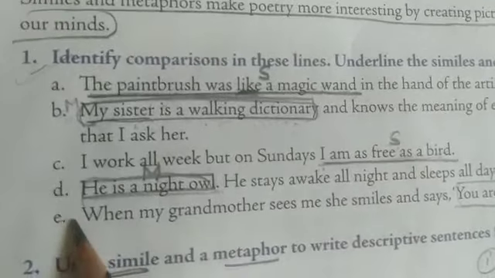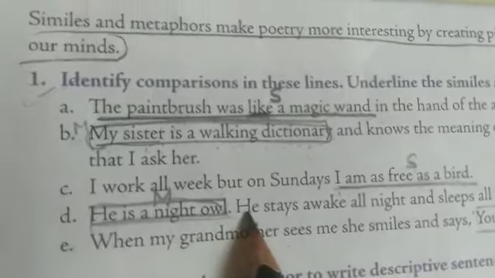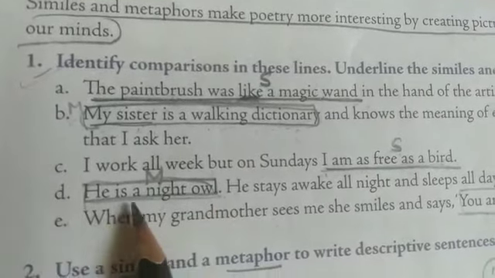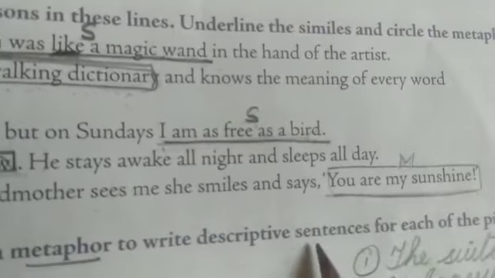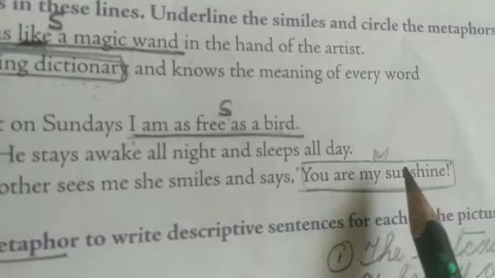Number 4 sentence, he is a night owl. Circle it and write metaphor. The last sentence, you are my sunshine. Circle it and write metaphor.